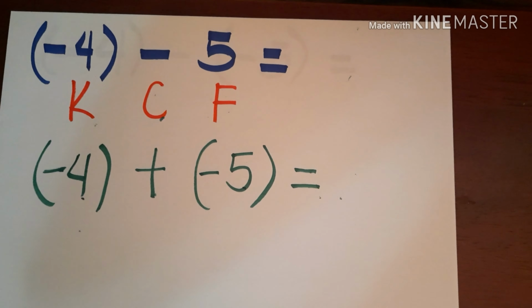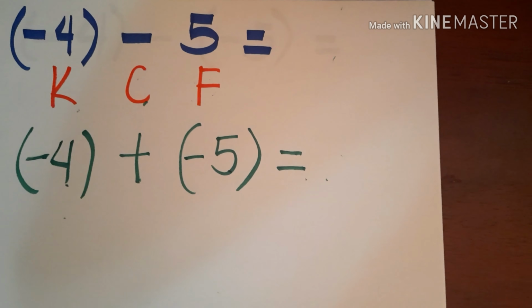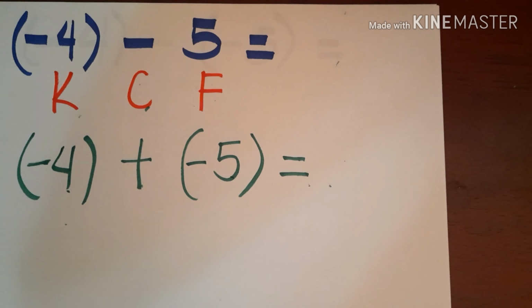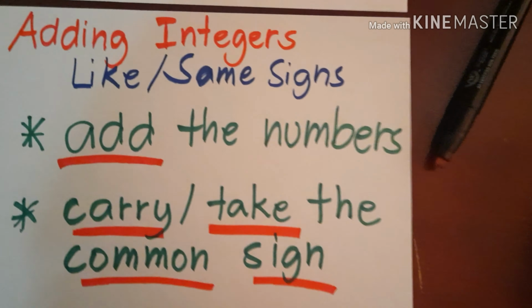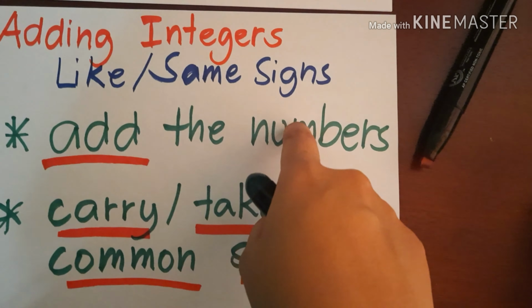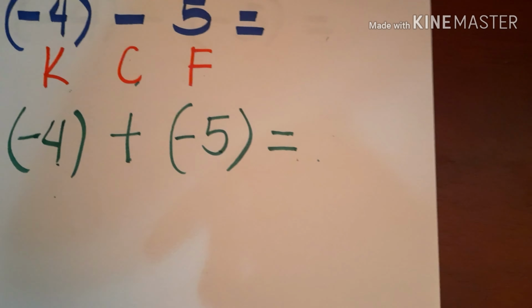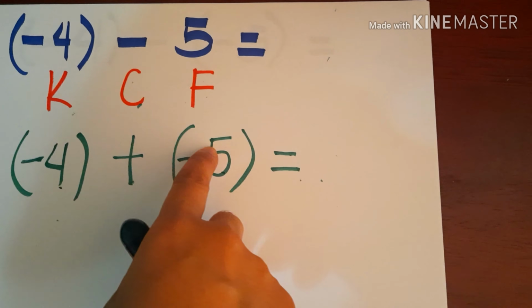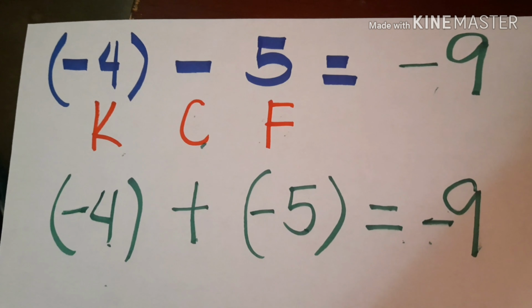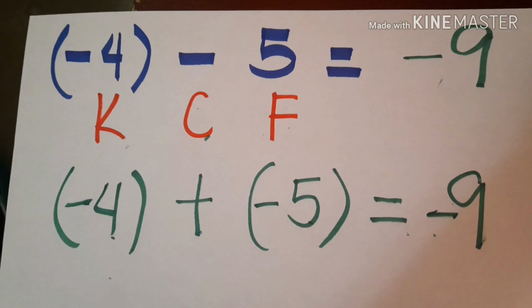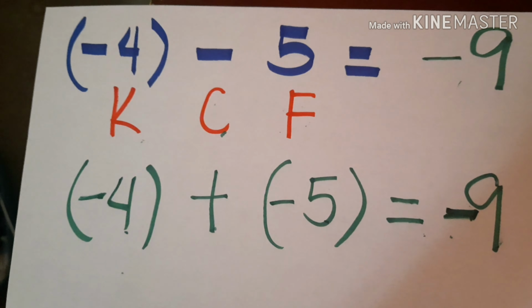Let us go ahead and revisit our rules or steps when we are going to add like signs. When we add integers with like signs, you add the numbers and carry the common sign. Easy. So let's add now the numbers. What's 4 and 5? You are correct. That would give me 9. And what would be my sign? Both are negatives. So I'll have negative 9.